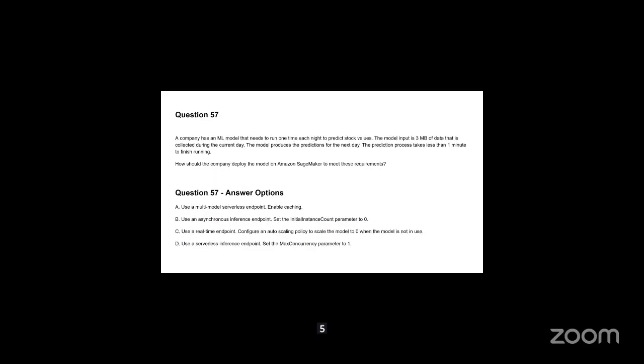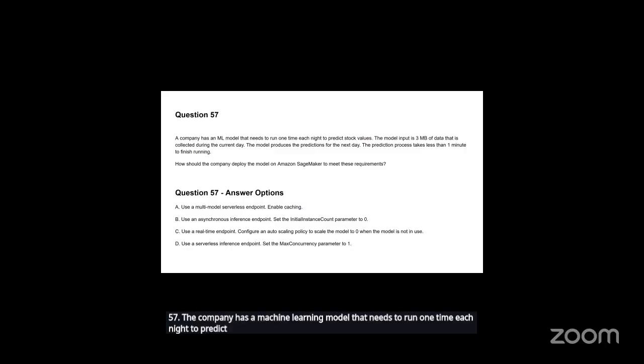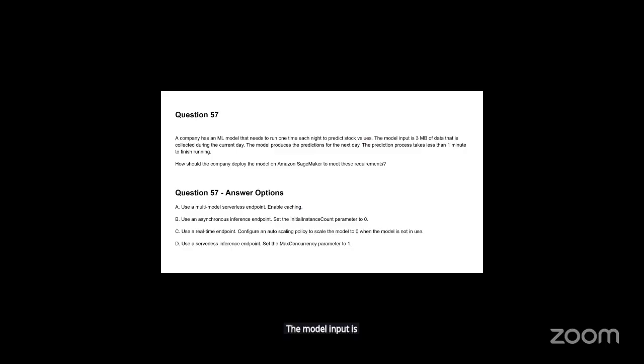57. A company has a machine learning model that needs to run one time each night to predict stock values. The model input is 3 megabytes of data that is collected during the day. The model produces the predictions for the next day. The prediction process takes less than a minute to finish running. How should the company deploy the model on SageMaker to meet these requirements?